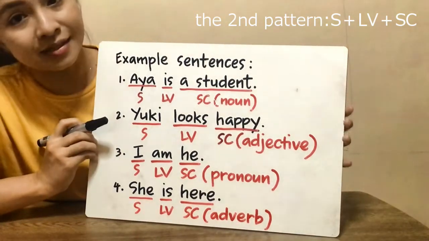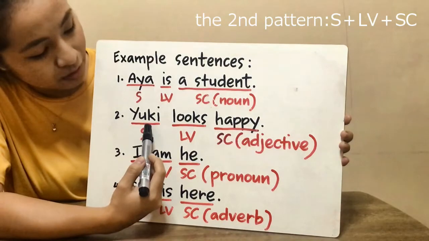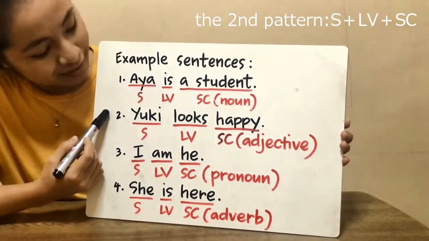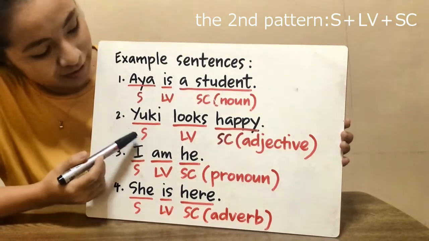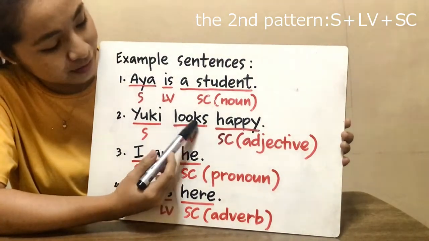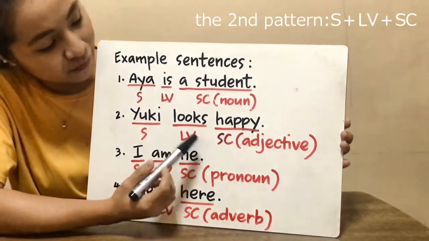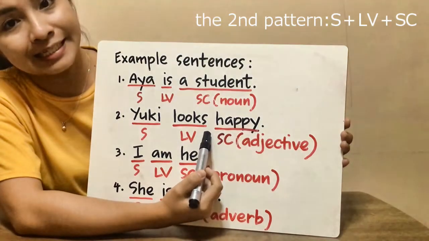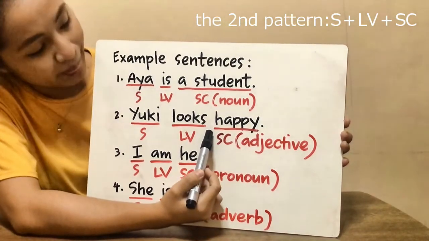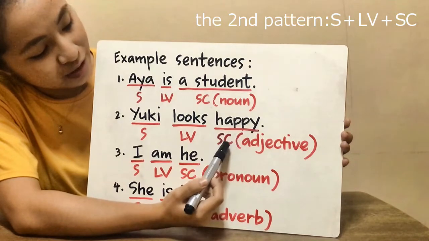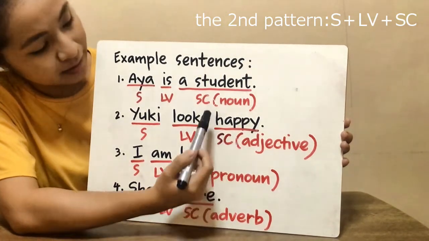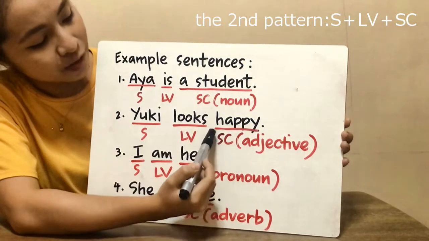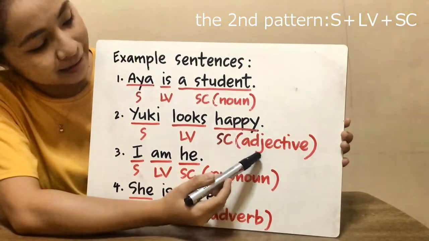Okay, let's try the second sentence. Yuki looks happy. So Yuki is your subject. Looks is your linking verb. And happy is your subject complement. So let's see. Happy, which is your subject complement, describes Yuki. So, your subject complement acts as an adjective.